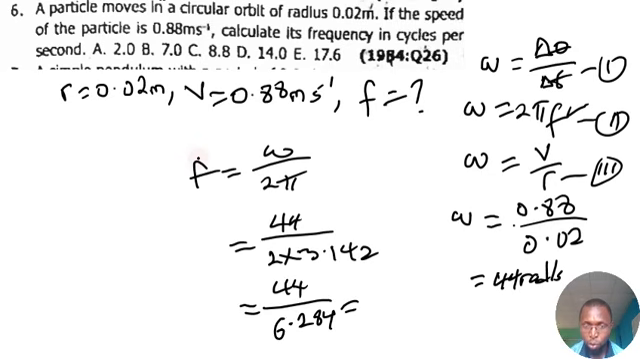So finally, let us now do 44 divided by 6.284. That is giving us approximately 7. So our frequency is 7 cycles per second. Okay, so that's the answer. Now that is going to be option B. All right, I hope that is clear.